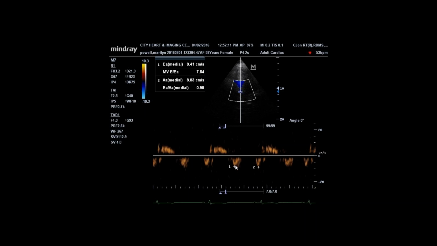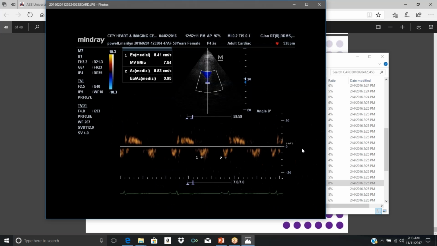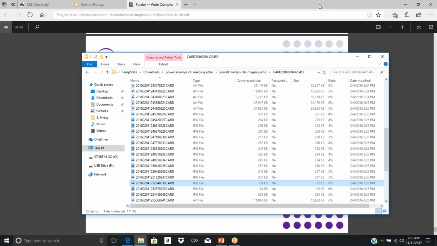You have an early diastolic wave and a late diastolic wave. The early diastolic wave is what we call E prime. This is E prime and this is A prime. So S prime, E prime, A prime. Tissue Doppler imaging. Very important. You can't assess diastolic function and dysfunction unless you do that.